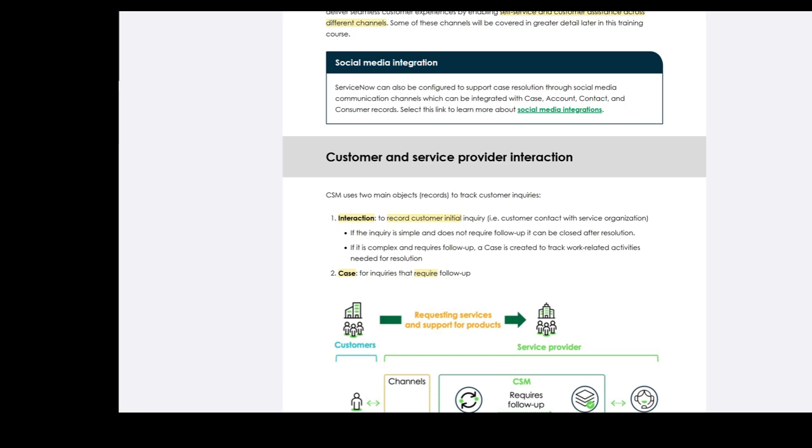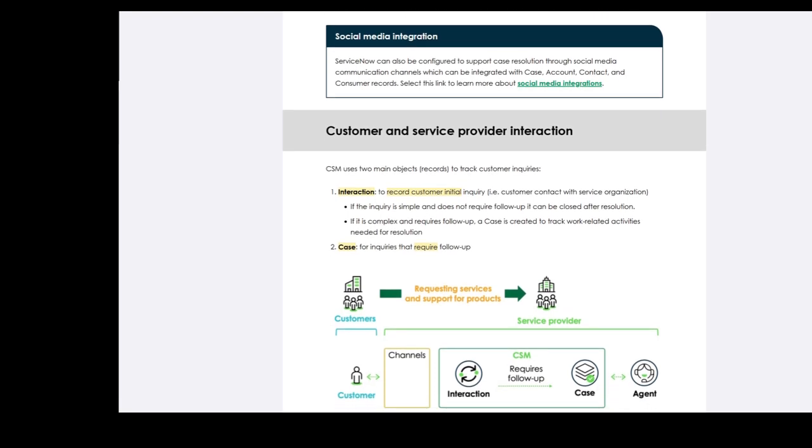But there can be a scenario where my issue is more complex, right? For example, my internet is down, so I contact the agent, and then the agent tells me to turn off my router and restart it, but that does not solve my problem. So it requires a follow-up, right? I will say that you please let me know once the issue is resolved. So then the agent will create a case so that he can have a team look into my issue.